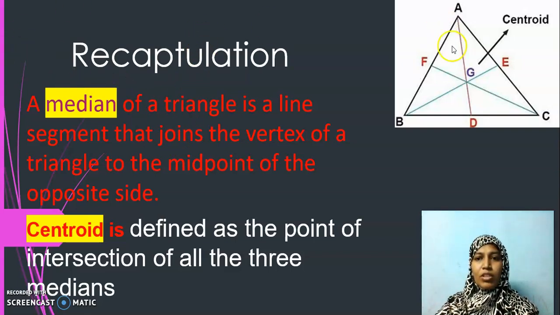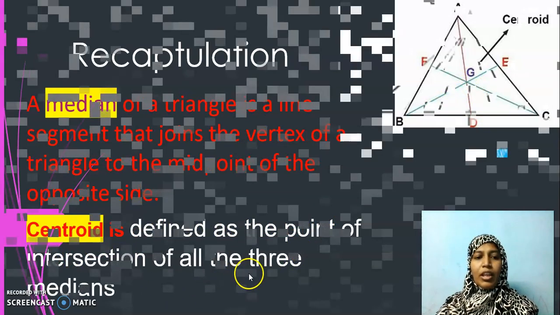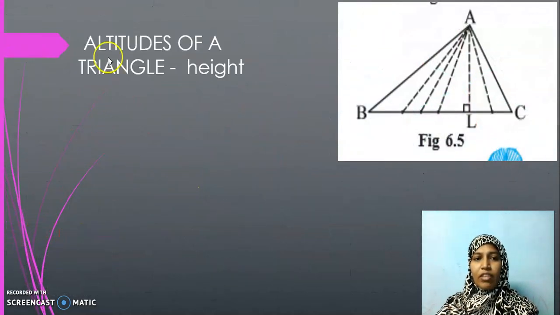Here all the medians meet at a point called the centroid, and all the properties of centroid should be known. It divides the lines in the ratio 1:2 or 2:1. The bigger part will be 2 parts and the smaller one will be 1 part. Is it clear? Centroid is defined as the point of intersection of all the 3 medians. And what other things have we learned?